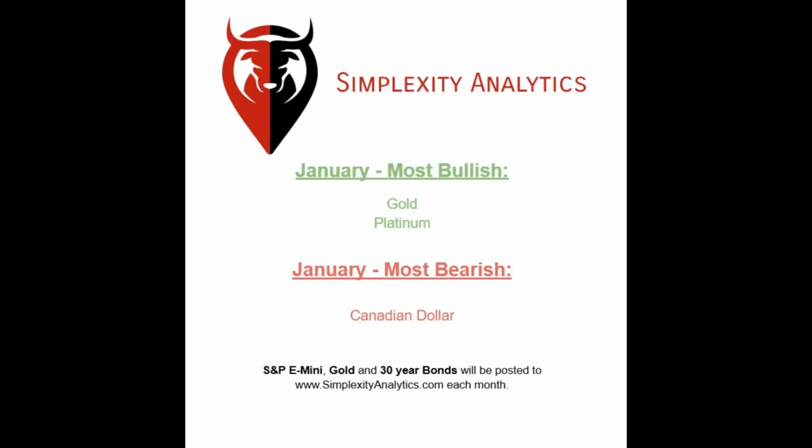So for this January, we have two markets that are the most bullish for this month, and that is gold and platinum. And we have only one market that is the most bearish, and that is the Canadian dollar. We will cover in depth the gold market and the Canadian dollar on the heat maps, and we'll also cover the E-mini as we always do every month. And then we always have the gold and 30-year bonds on the website as well.